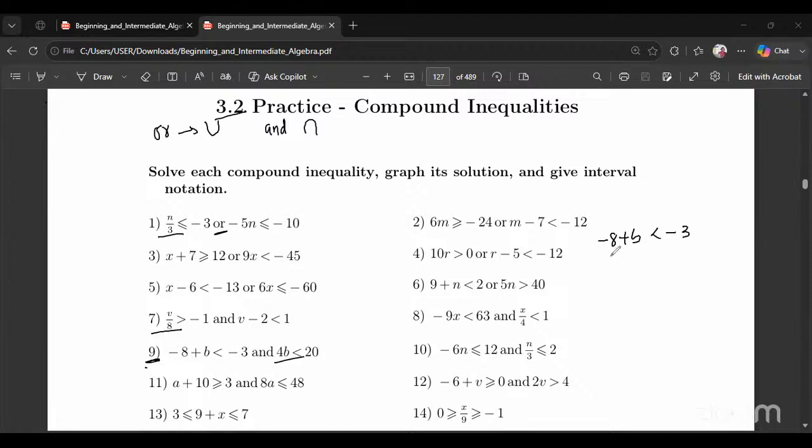First thing we need to do is to isolate b on the left-hand side. So we add 8 to both sides of the inequality. And when you do that, you get b is less than 5. So we have one solution, b is less than 5.